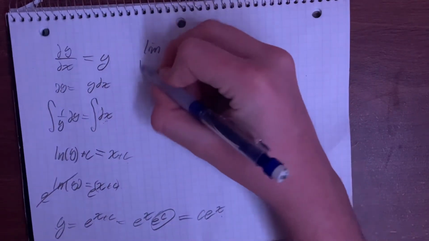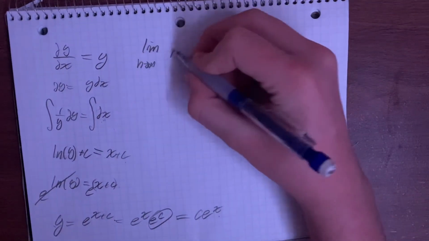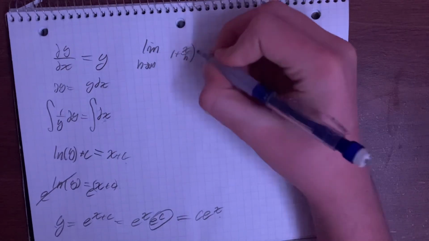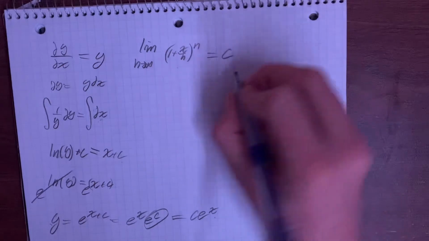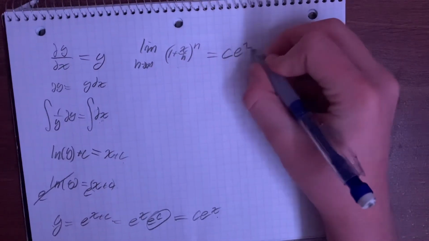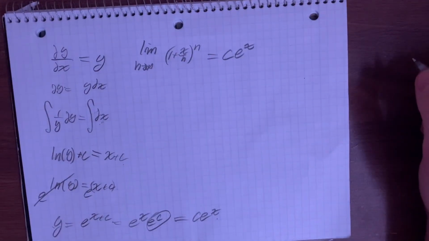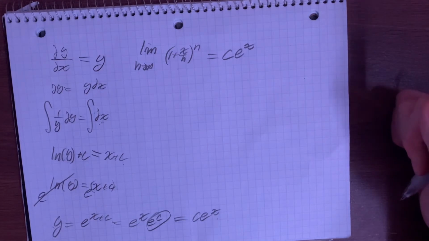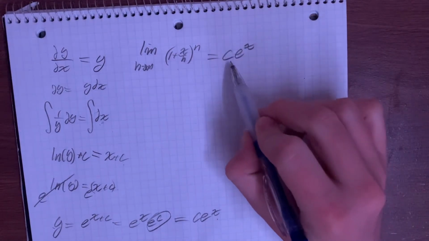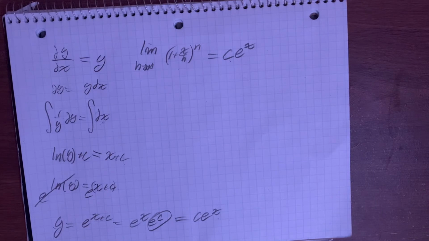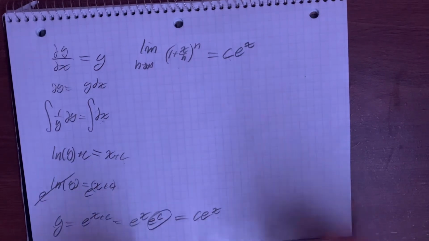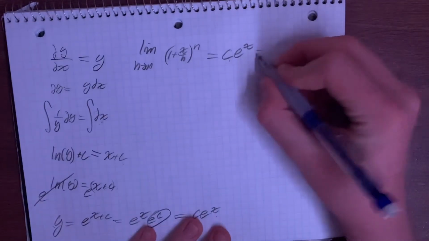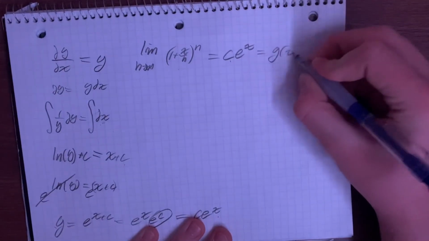So we know that the limit as n goes to infinity of (1 + x/n)^n is equal to some constant, and we don't know this constant, times e^x. So that's interesting. That's nice. But what's the next step in finding this value of c? Well, we would just have to try some values of x. Right? We know this is equal to y of x.